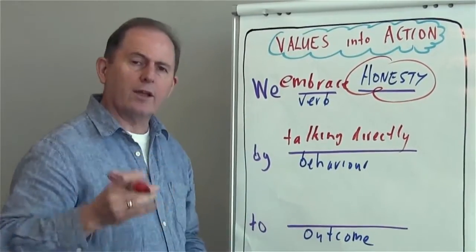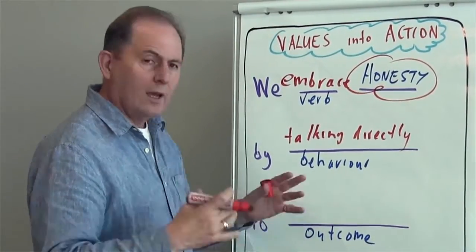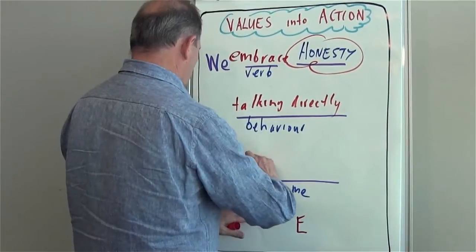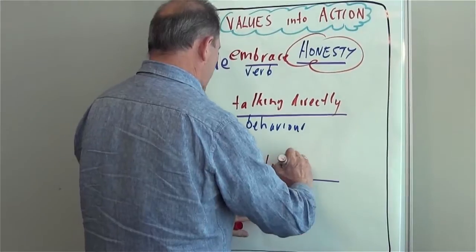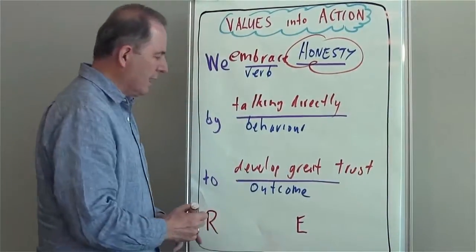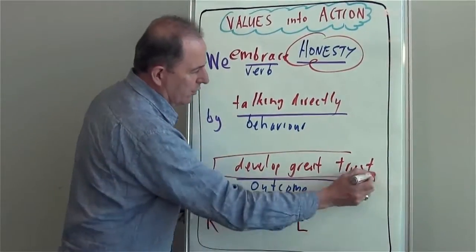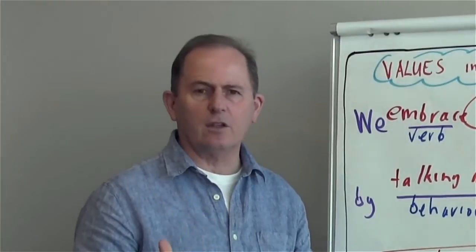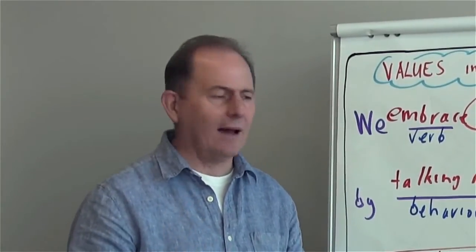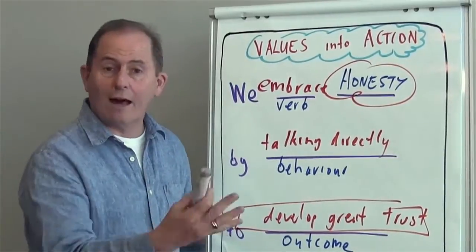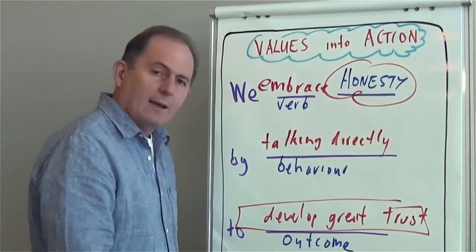And the two, if you want to get real sophisticated, the two is, what's the outcome going to be? To develop great teamwork or great trust or something like that. Now this is optional. You don't have to do this bit. But what I'm suggesting is if you've got a set of values, turn those values into very, very clear behaviours. We embrace honesty by talking directly to someone we have a problem with rather than going to someone else.